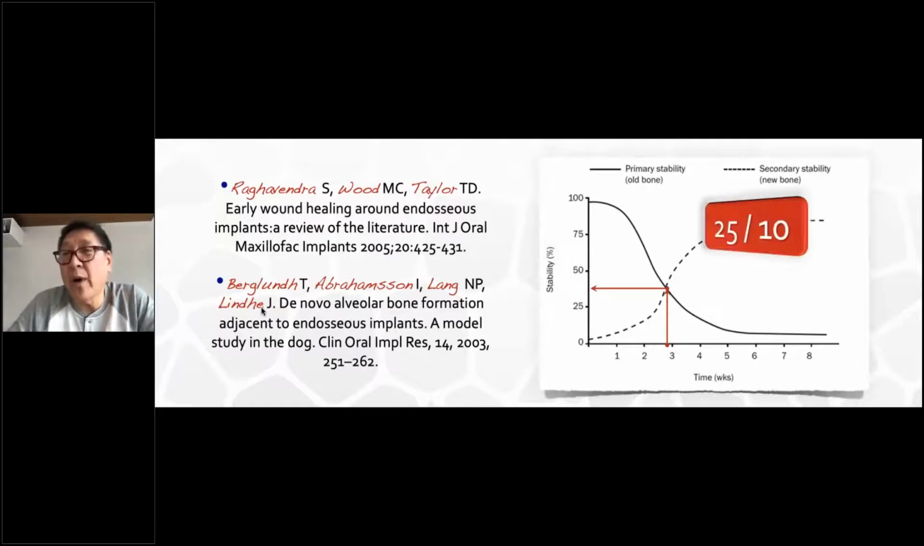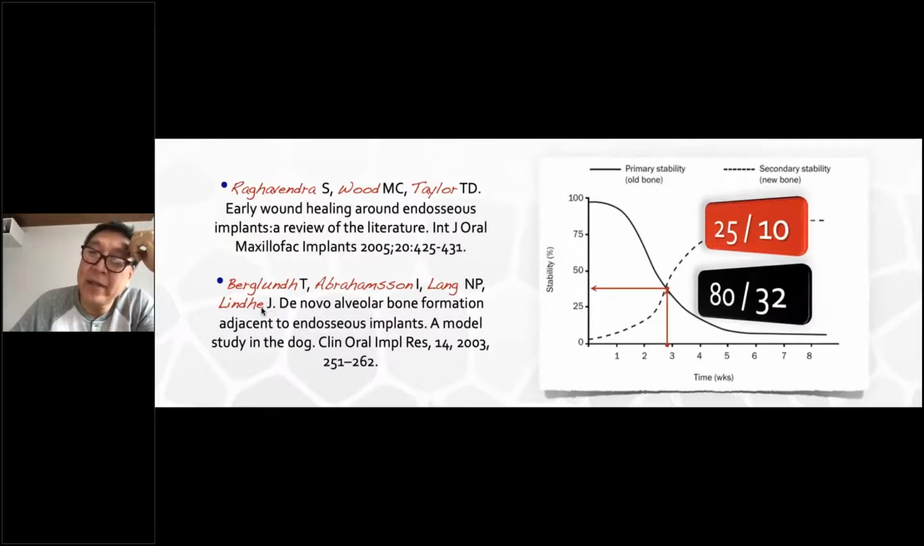So why wouldn't you want to have high primary stability? Some of my friends say, well, I don't need high primary stability, I can have 25 Newton centimeters. But if you do the math, that means after 3 weeks you only have 10 Newton centimeters holding that implant in place. And I can tell you for a fact that all the cases that have failed are the ones where we weren't able to achieve good initial stability.